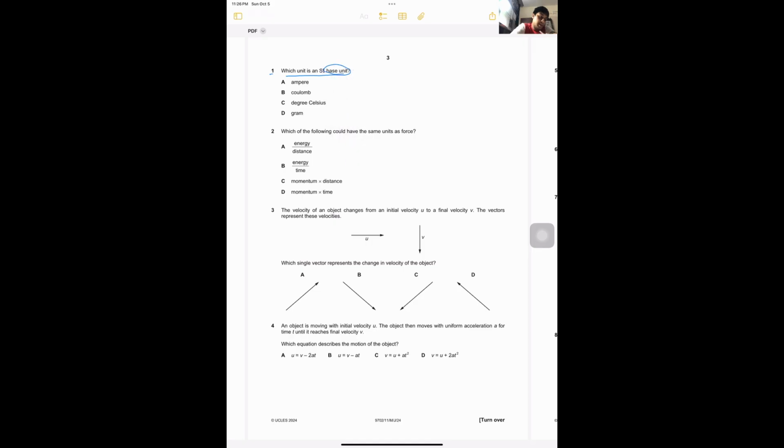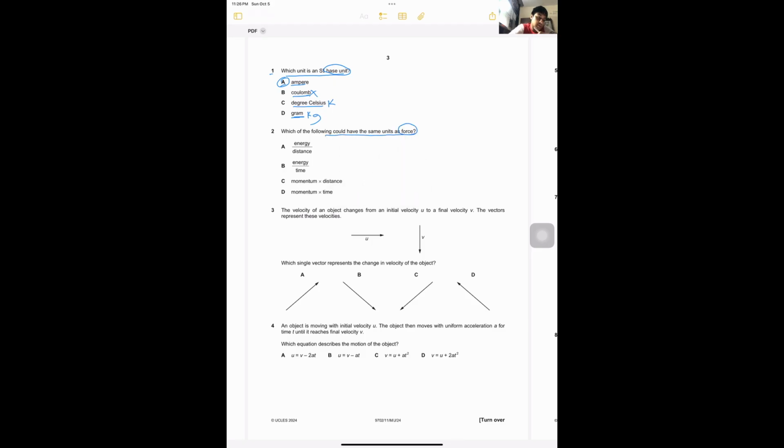So ampere, yes, ampere is a base unit. Coulomb is not a base unit. Degree Celsius, so for temperature the base unit is Kelvin, and for mass the base unit is kg, so the answer should be A. Which of the following could have the same units as force?